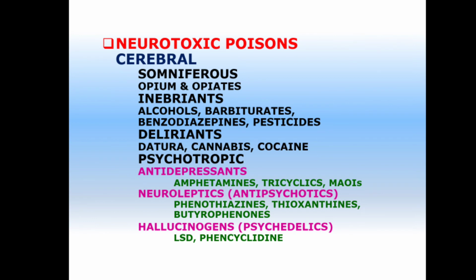Then you have mind-altering poisons called psychotropics, which may be antidepressants like amphetamines, tricyclics, and so on. Neuroleptics, also called antipsychotics. The common examples are listed here.